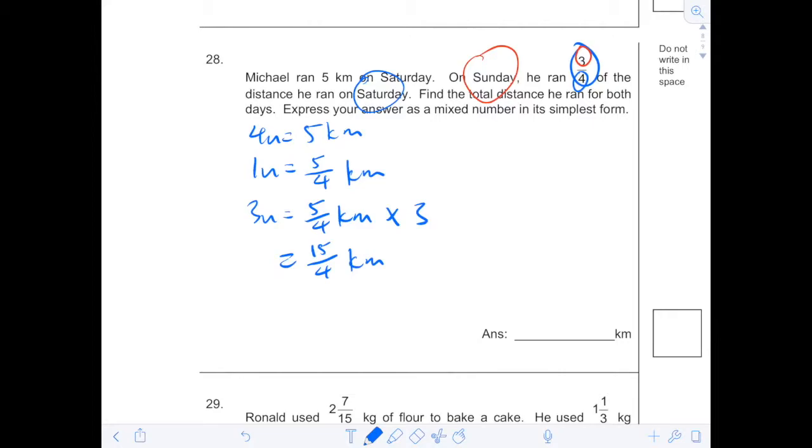So in order to find how much he ran for both days altogether, you just have to add them up. Okay, you take the 15 over 4 kilometers plus the initial 5 kilometers that you ran. Okay, so you get 5 and 15 over 4 kilometers. Of course, you got to change it from improper to a mixed number. So in this case, you have 4 times 3, 3 plus 5, 8, and 3 over 4 kilometers. Okay.